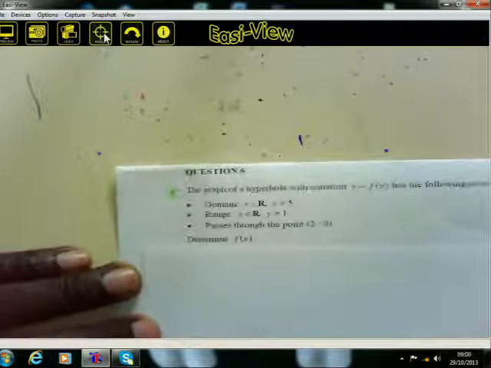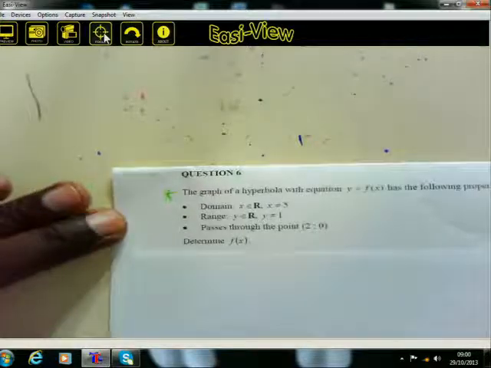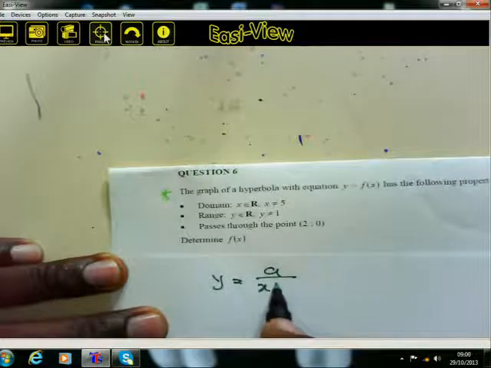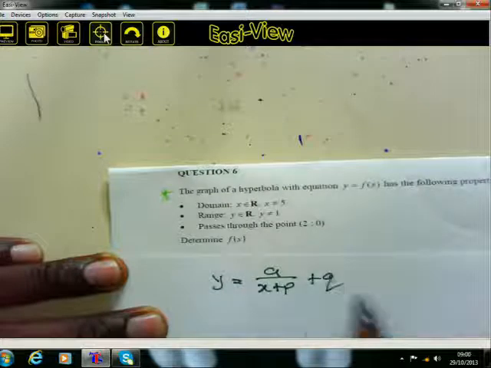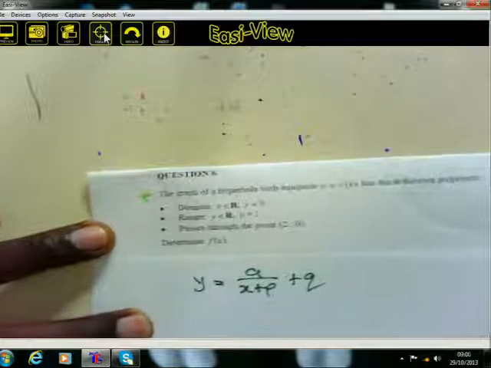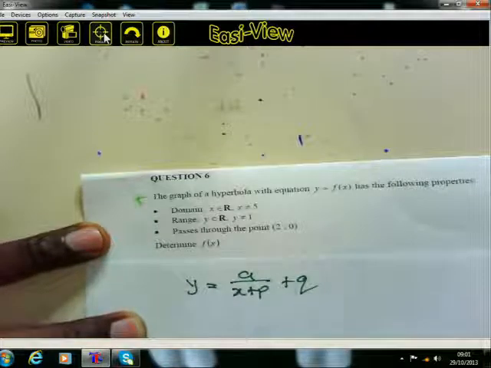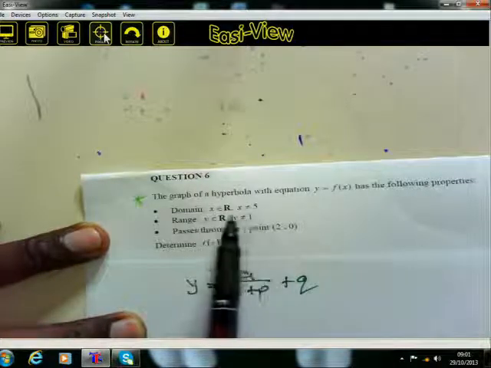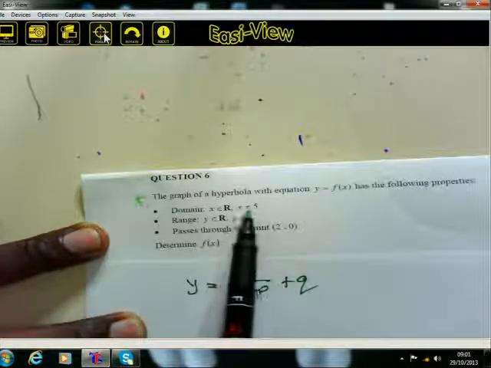Great. I hope that you enjoyed this one. Let's see whether we are on the same page. Number 1, we are told that this is a hyperbola, meaning we use the equation of the hyperbola. Right? There is the equation of the hyperbola, because we are told that this is a hyperbola with the following properties. The domain, what is the domain? X values. X is not equal to 5.